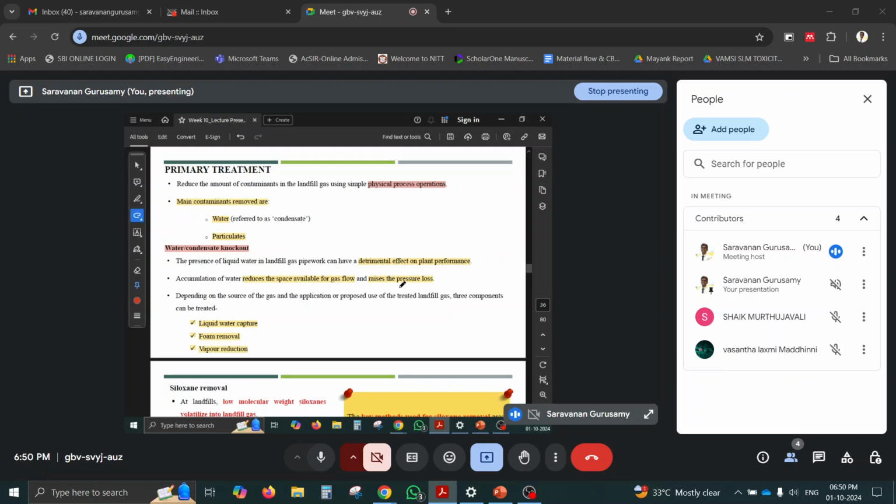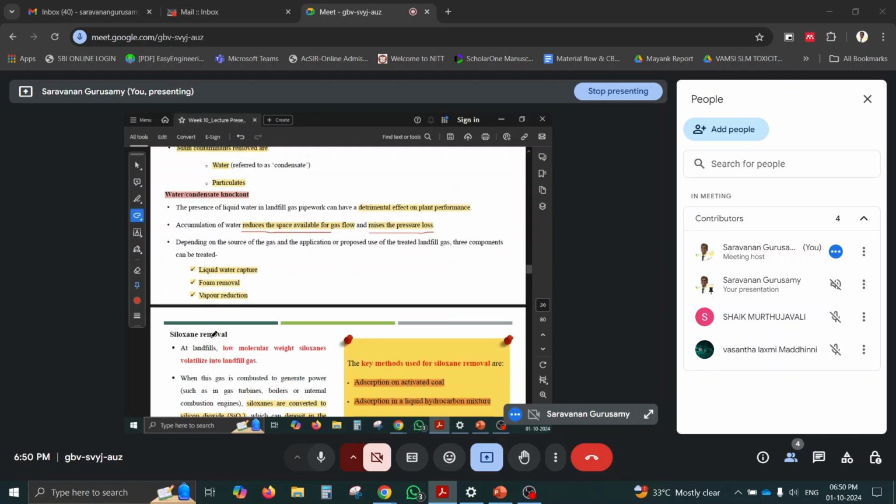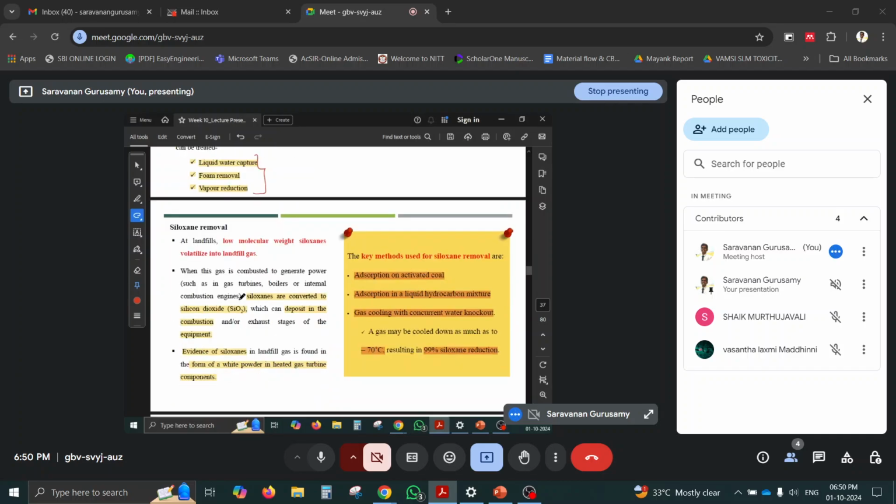As we discussed earlier, landfill gas flow in the pipe will reduce the pressure. That pressure loss happens whenever any fluid flows through pipes. This pressure loss can be reduced if the moisture in the landfill gas is removed. So there are three methods we can adopt: liquid water capture, foam removal, then vapor reduction.